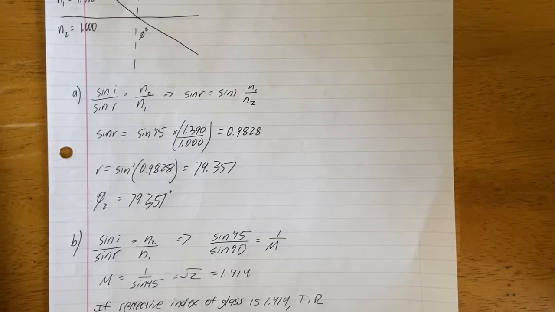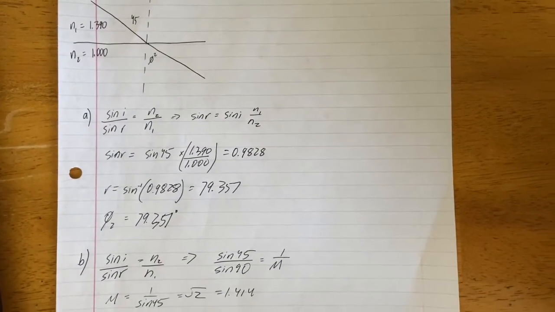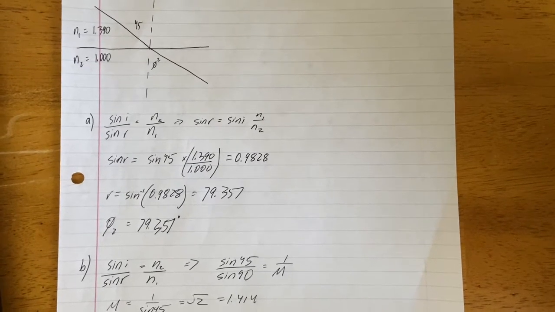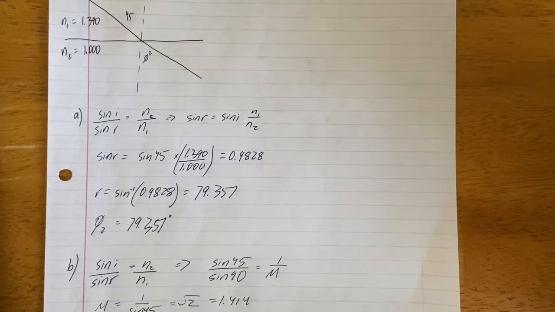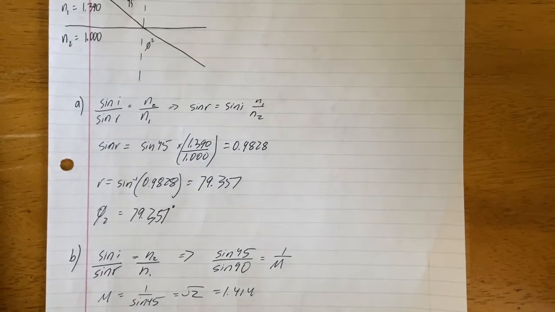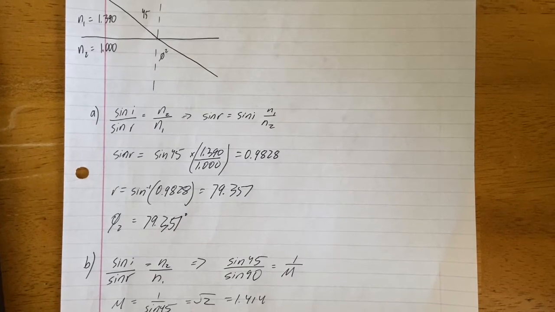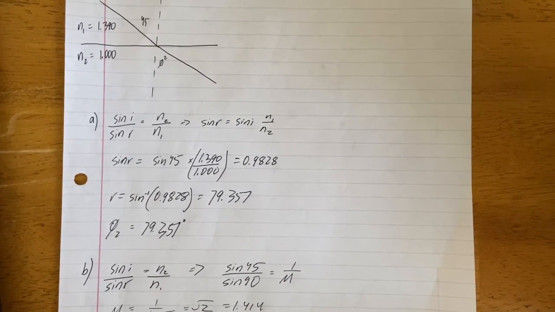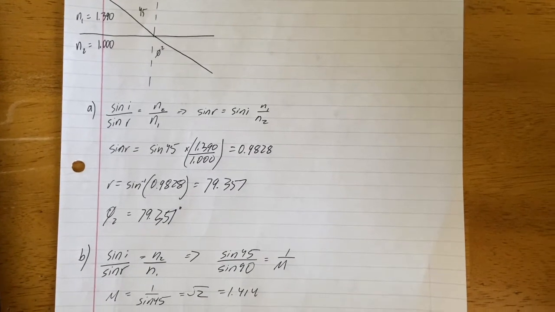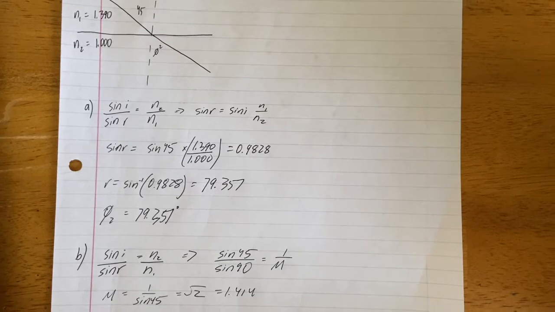So we know that we can relate the angle of incidence and the angle of refraction and compare their respective refractive indexes from Snell's law. So we're going to have sine of the angle of incidence and the angle of refraction. And that angle was given as 45 degrees. So ultimately, we're going to end up solving for that theta 2.